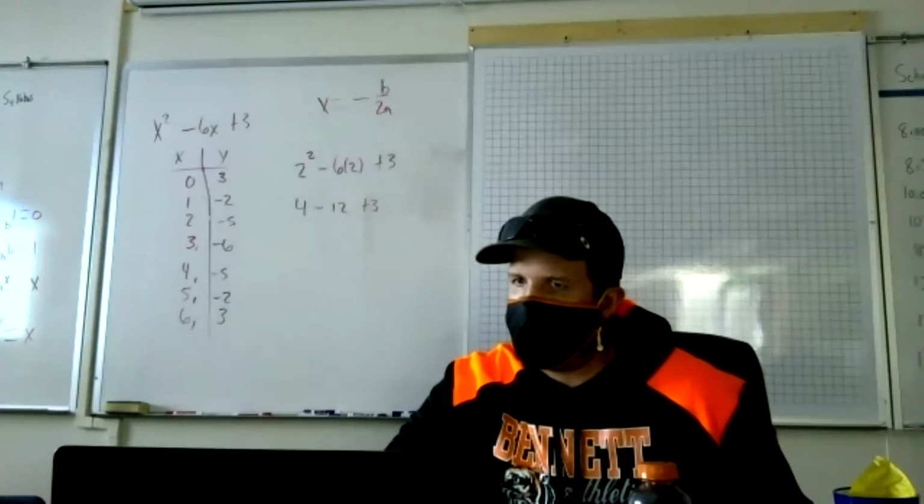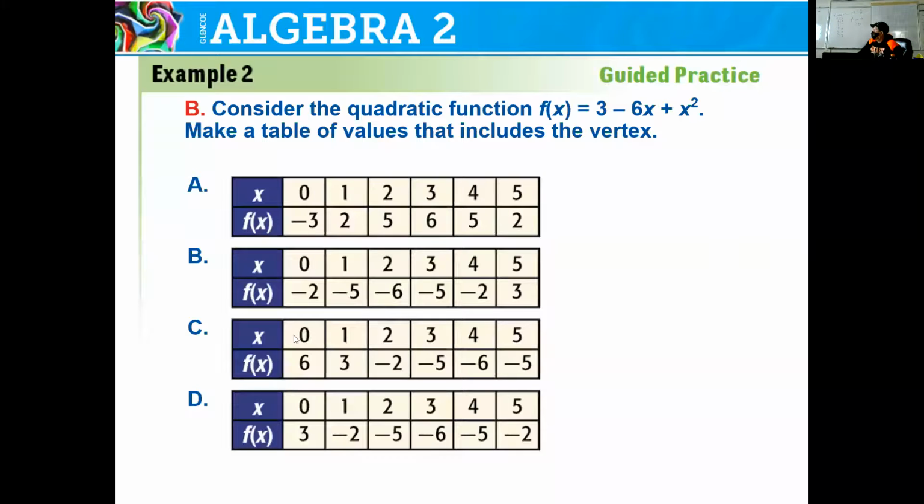So if we take that information, we select our answer choice: 1, negative 2; 2, negative 5; 3, negative 6; 4, 5, negative 2. Looks like it's going to be answer D.